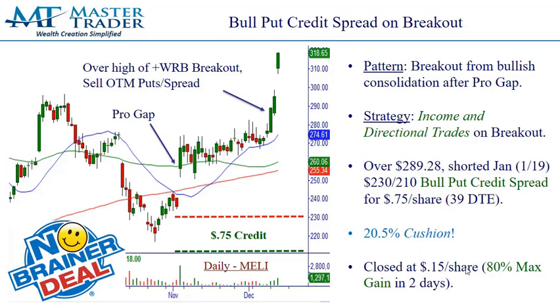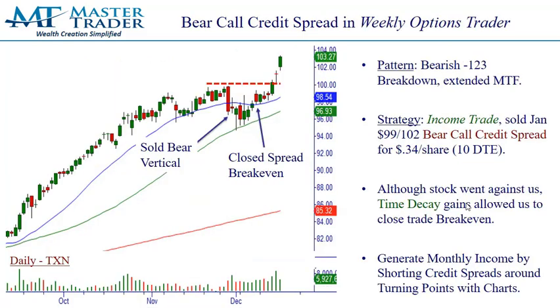We just closed it out at 15 cents a share, booking 80% of our maximum gain, eliminating 37 days of additional potential exposure. This one we sold a bear call credit spread in our weekly options trader, which focuses on short-term income trades 10 days or less.